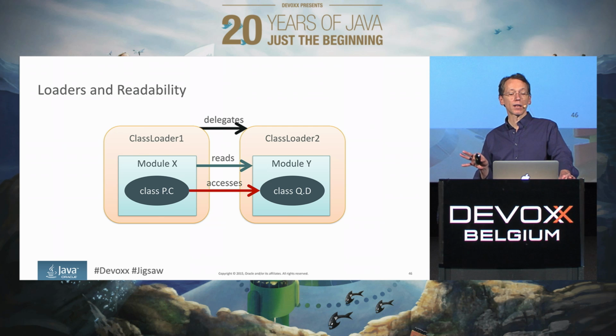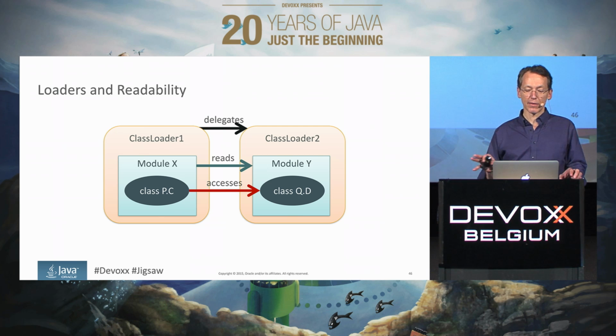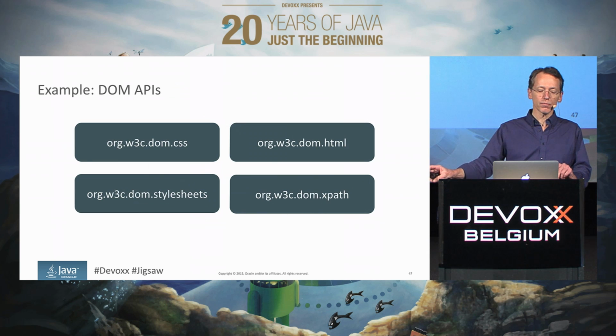There are no reads cycles in the module graph, so you might expect there would never be delegation cycles between loaders, regardless of how modules are mapped to loaders. Unfortunately, this is not the case. You can get delegation cycles if the map from modules to loaders is bad. I'll illustrate this with an example from the JDK itself.